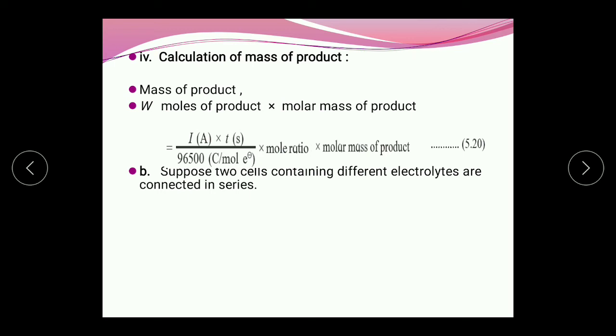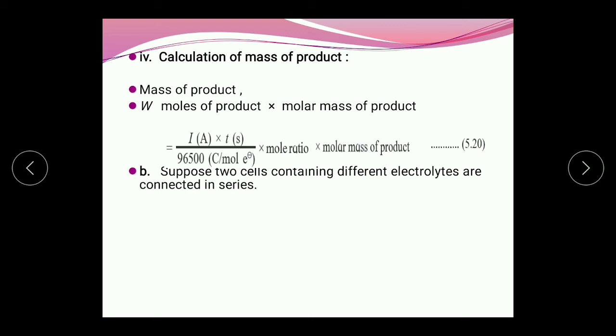Suppose two cells containing different electrolytes are connected in series. We have seen the figure of electrolysis of fused NaCl. Suppose we have taken the same two cells, one container with an electrolyte like NaCl, and another container containing copper sulfate. So we have taken two different containers containing two different electrolytes.